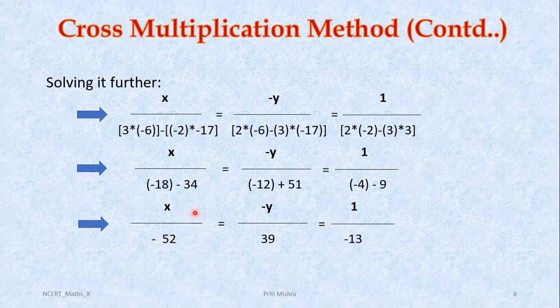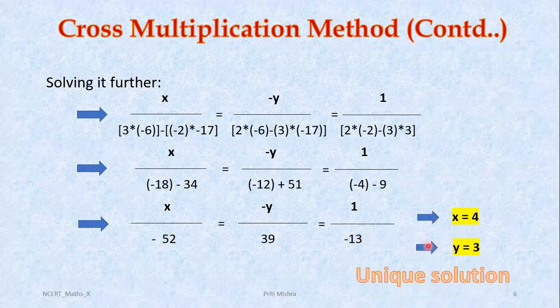In order to find out the value of x, we will consider these two ratios at first. So for x, this denominator minus 52, after cross multiplication, will come here in the numerator. Then minus 52 upon minus 13 will give us x is equals to 4. Now for finding out the value of y, we will consider these two ratios. Then minus y will be equal to 39 upon minus 13. After simplification, we will be having y is equals to 3. So here you can see we are having a unique solution. So this is the cross multiplication method.